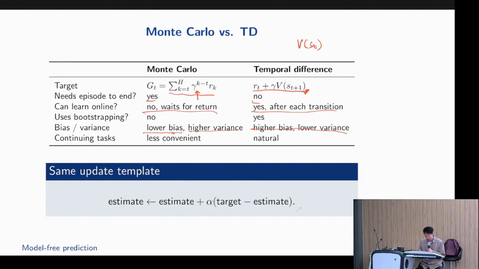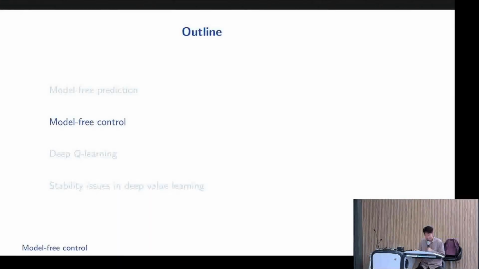But at the end of the day, the update formula is you update your estimate with some gradient descent style update, where you have some learning rate, your target and your estimate, and the target is either the sample return or a one-step lookahead from the Bellman equation. So we talked about the prediction task. How about control?